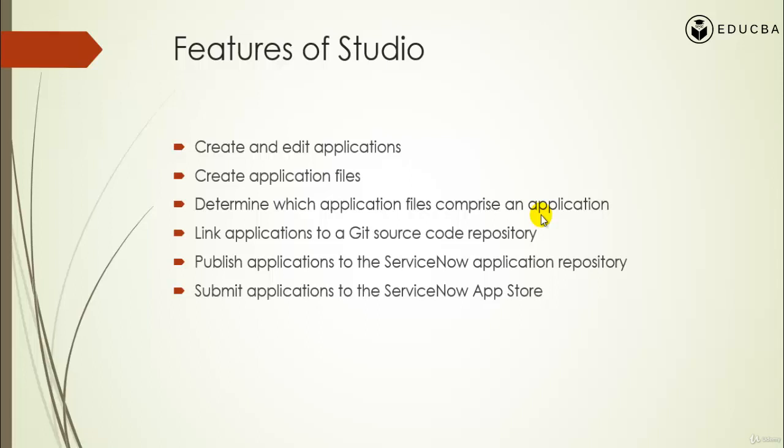Say you already have a Git source code repository where your project is ready, like a demo project. You can directly link applications to that repository. You can publish applications to the ServiceNow application repository. You can even submit the applications to the App Store.